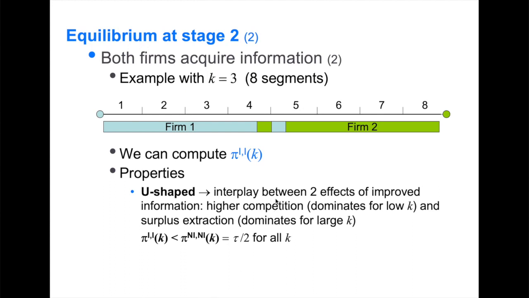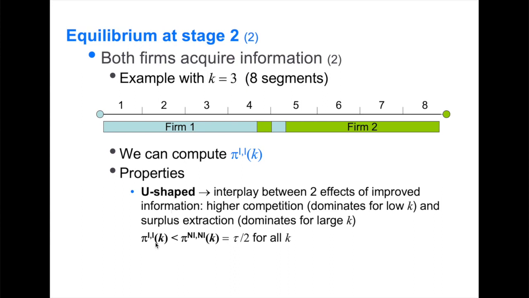Okay, and this is because there are two forces playing in opposing directions. There is higher competition for these consumers at the middle, and this is a very strong effect when K is low. Why? Because these segments around 1/2 are larger the fewer segments there are. But the other effect is that for consumers who are close to the firms, there is no competition, and it's possible for the firms to set high prices for these consumers. This is what we call surplus extraction, and that dominates for larger values of K.